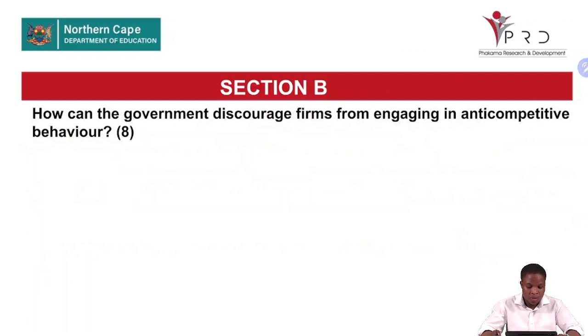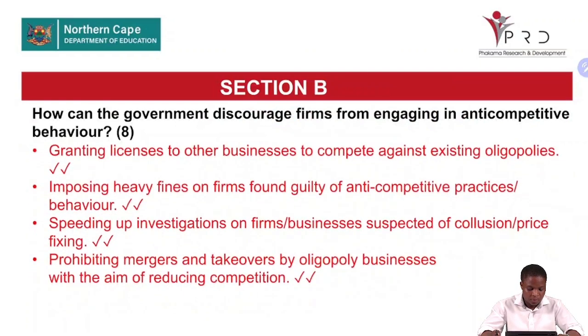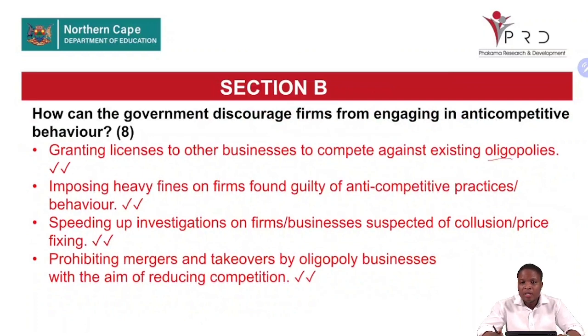Right, grade 12, let's look at the answers. So how can the government discourage firms from engaging in anti-competitive behavior? By granting licenses to other businesses to compete against these oligopolies. Remember, oligopolies exist because sometimes they are given patents and licensing, so other people cannot enter. So if they are engaging in this anti-competitive behavior, trying to collude, increase prices, the government can grant other people licenses to do what? To compete against them.